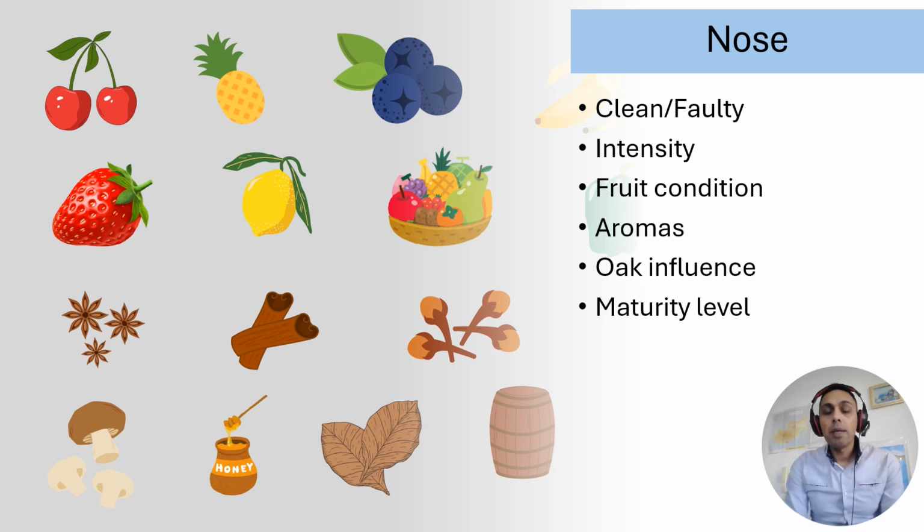Then it's about the intensity of the aromas. How intense are the aromas? Basically, if you start picking the aromas from this kind of distance, it means it has high intensity of aromas. If you have to bring it closer to your nose, it means it's moderate. And if you have to stick your nose into the glass, it means it has low aroma intensity.